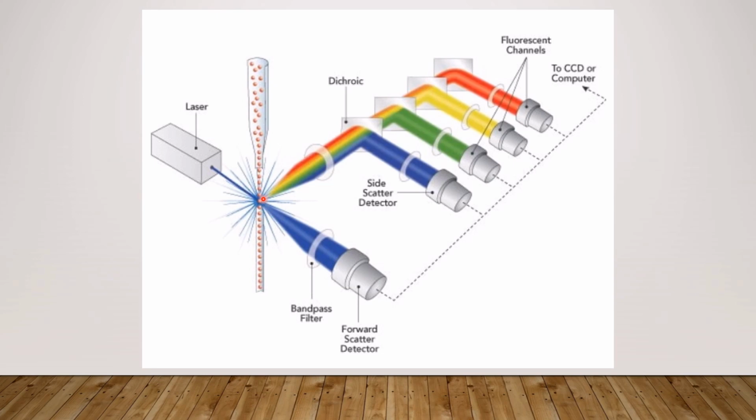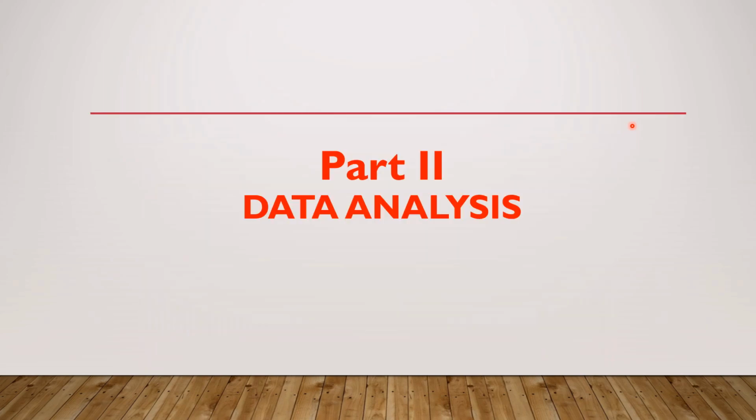The cells will scatter the light in all directions. The light scattered in the forward direction is called forward scatter. This is collected by the forward scatter detector, and the light scattered to the side is detected by the side scatter. These are the dichroic mirrors, emission filters, and these are the fluorescence channels. The detectors will convert the photon energy into an electronic signal. That electronic signal is converted to digital format, where using a computer you will record the data. So let's move on to the data analysis part.